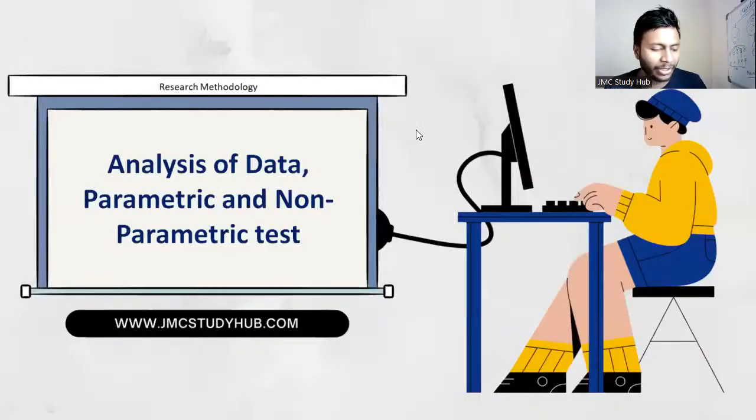So very good evening, good morning class. Today's topic is parametric and non-parametric. What are the differences between them? We'll understand here the concept of these two.